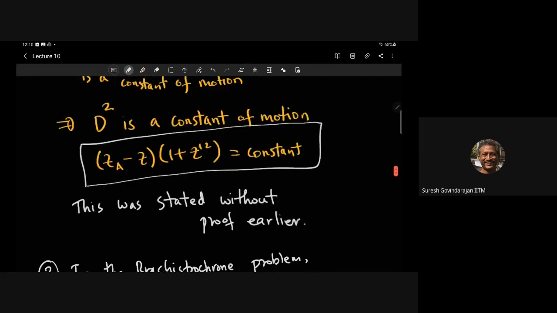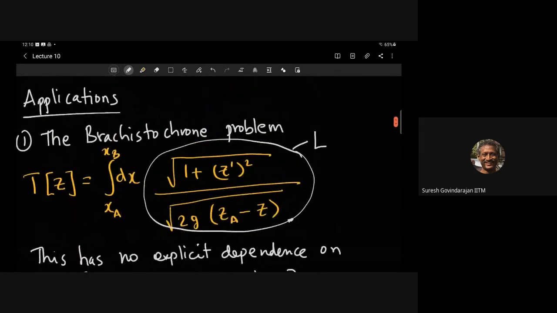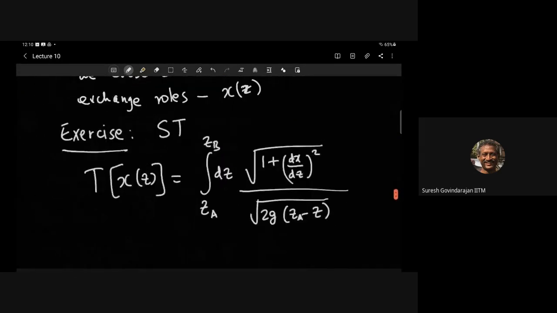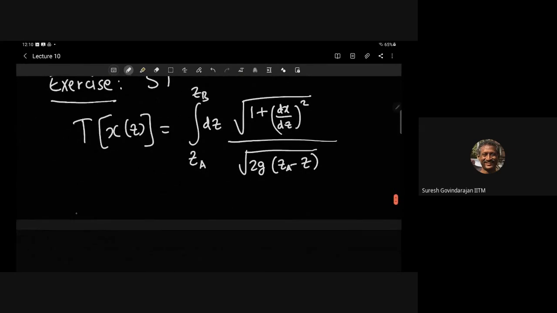It's not very hard. You just go back to the original expression and invert. You bring this dx inside, you get dx square plus dz whole square, pull out a dz and replace this thing. So the denominator remains the same. In this setup, z is like time and x is like q. So there is explicit time dependence, since z is like time. However, there is no dependence on q. It's only a function of q prime, that is dx by dz.